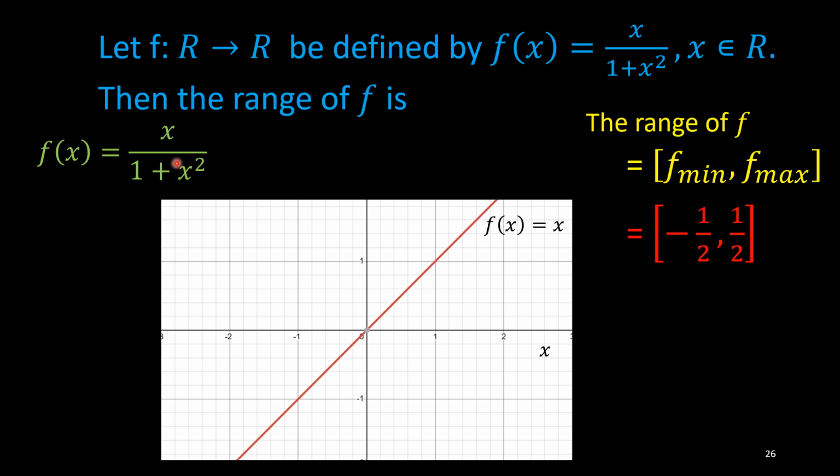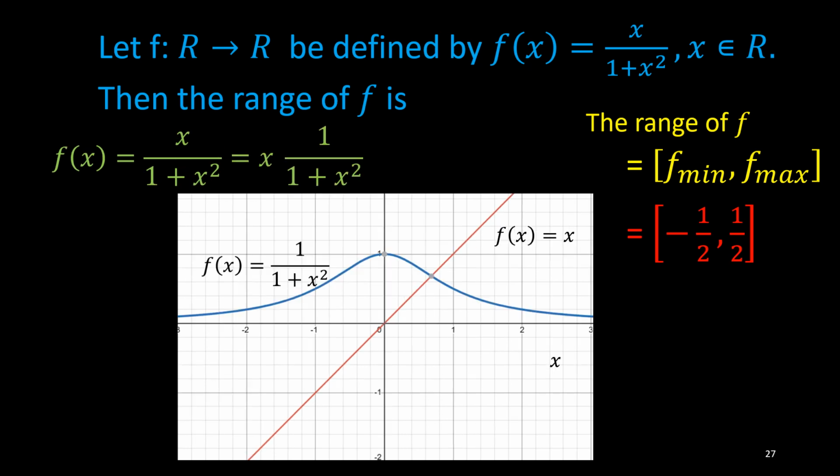So this function f of x, you can write x times 1 upon 1 plus x square. So I can say that it's a product of two functions. One is f of x equals x, the other function is f of x equals 1 upon 1 plus x square. So this thing we'll consider. So this is x times 1 upon 1 plus x square. So what is the plot for this 1 upon 1 plus x square?